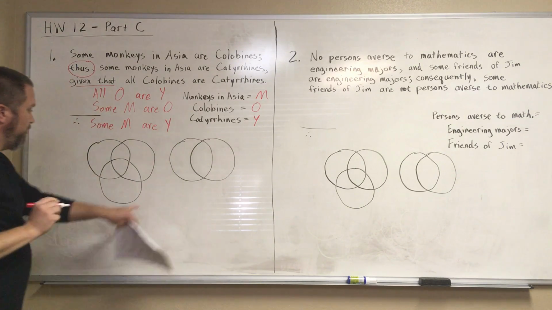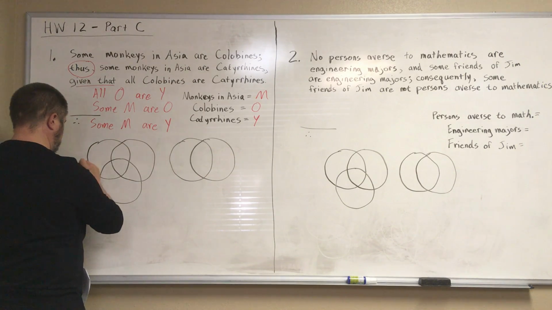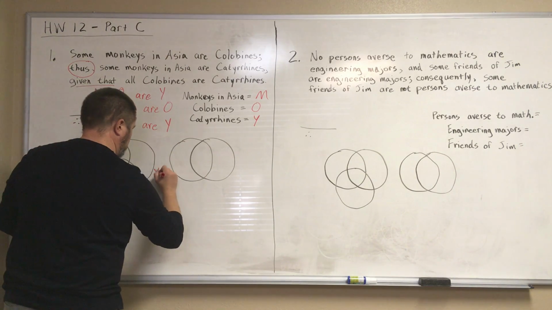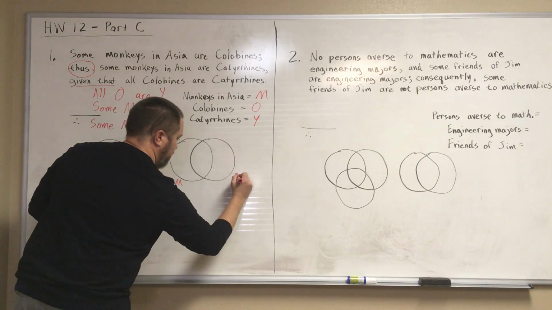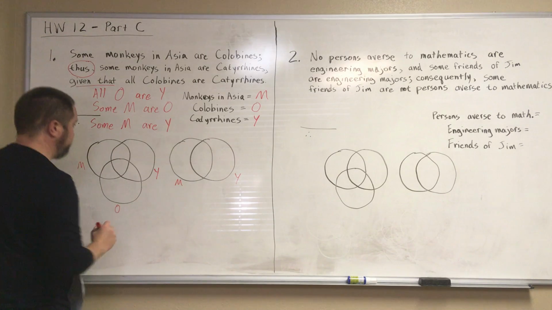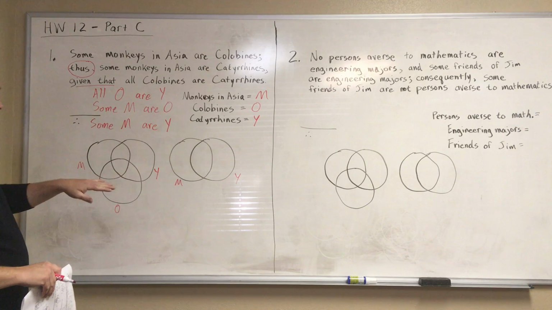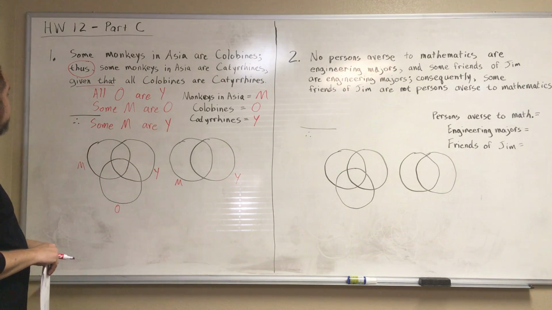We can go ahead and label our Venn diagrams. Our conclusion terms are M and Y, and our middle term is O. Again, you can use different letters, just make sure they're different letters and they're consistent throughout.